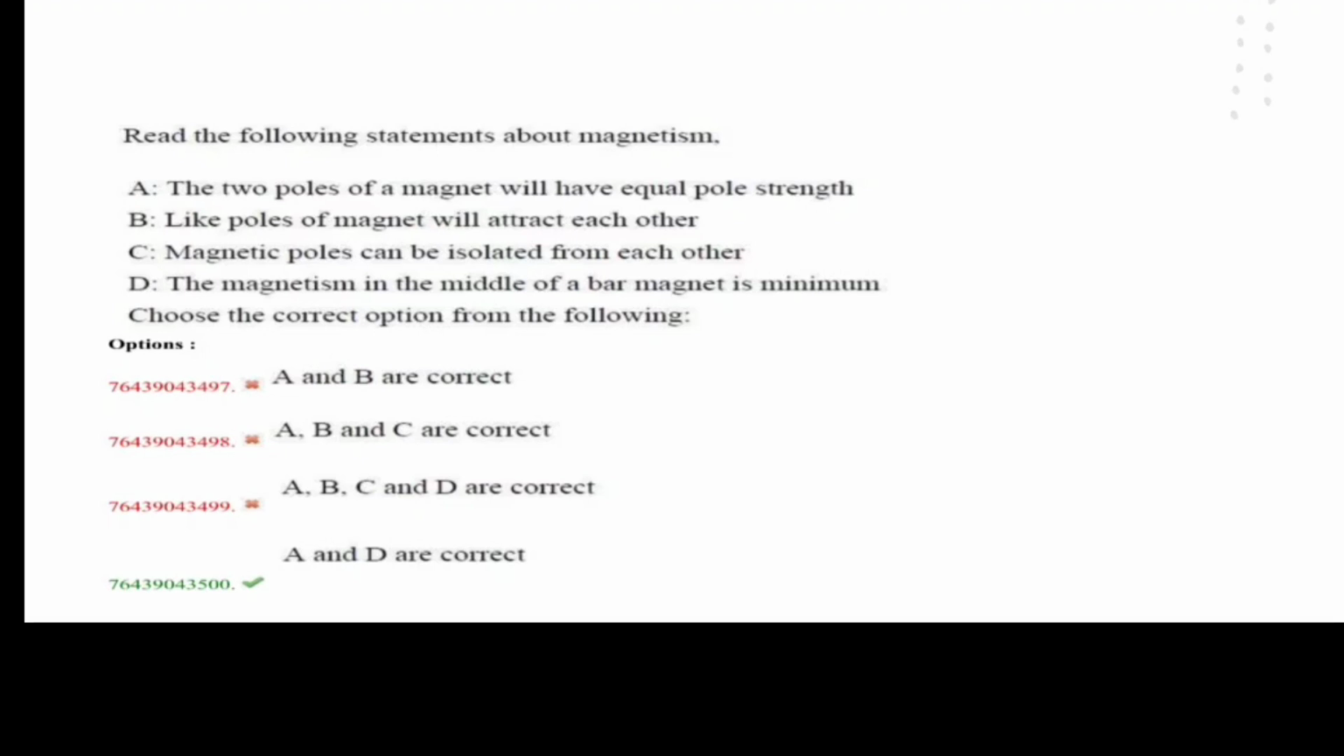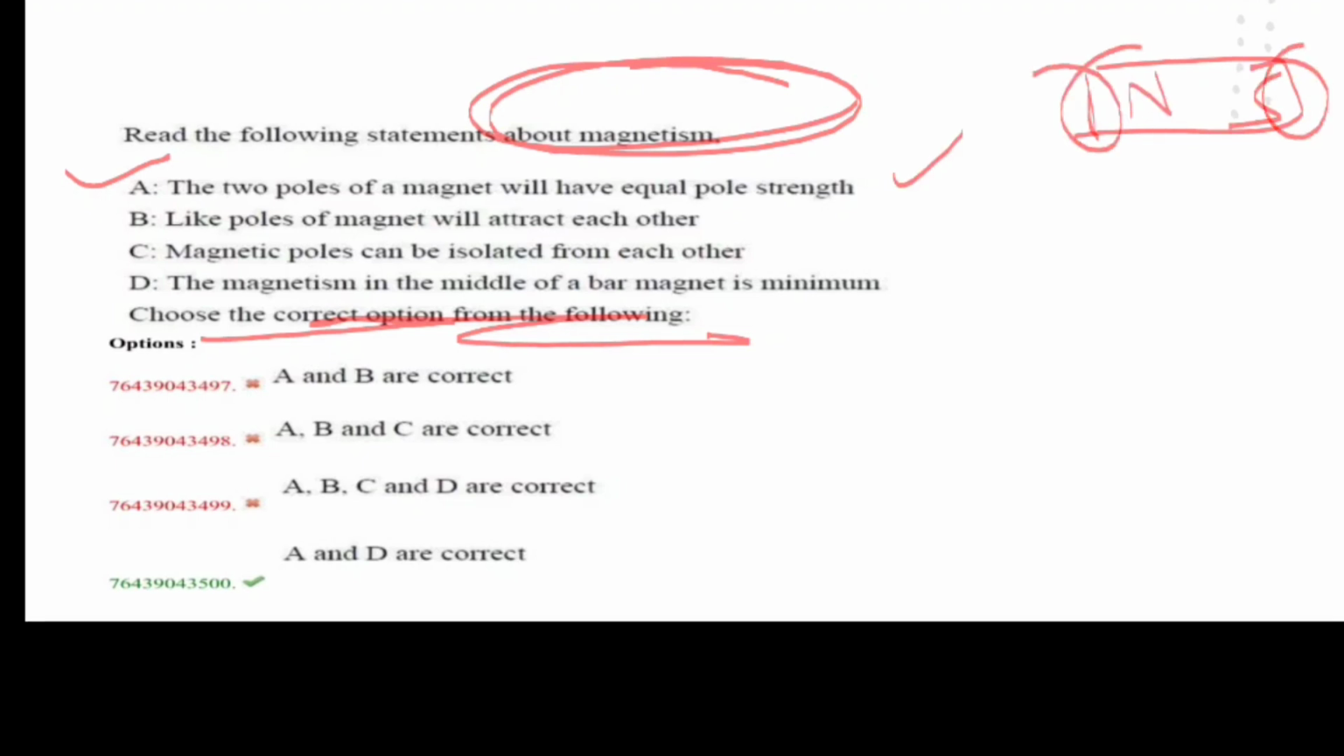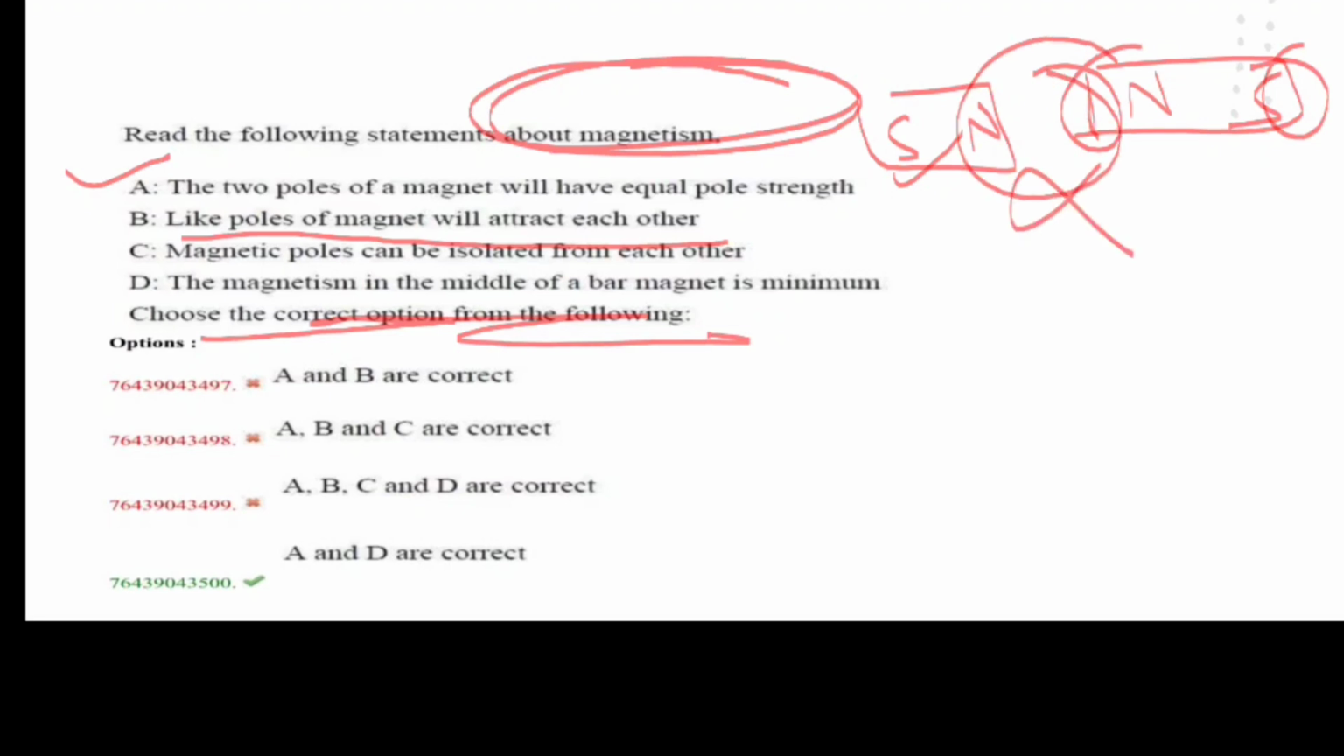Read the following statements about magnetism and choose the correct option. Statement A: the two poles of a magnet will have equal pole strength. Suppose this is a magnet, north pole and south pole. These two poles have equal strength. The first statement is correct. Statement B: like poles of magnet will attract each other. North and north will attract or repel? Same poles will repel. Means the second statement is wrong.